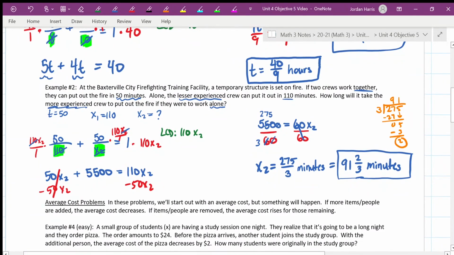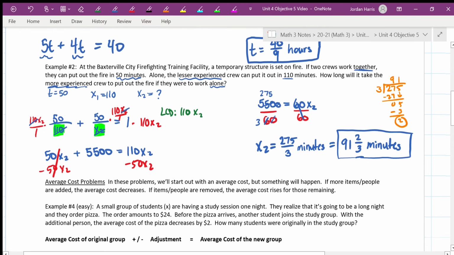Okay, and let's make sure it makes sense. The less experienced crew should take longer. 110 is definitely longer than 91. Okay, together it should be the shortest of all. 50 is shorter than 91. Okay, so it does indeed make sense. So there we have it: 91 and 2/3 minutes for the more experienced crew, which we defined as x2.